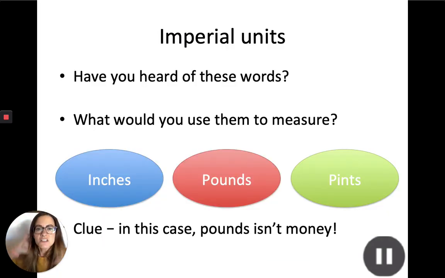So I want to see what you know already. Have you heard of these words before? These are some common imperial units of measure. If you have heard of them, what do you think you use them to measure? So we have inches, pounds, and pints. Now I have a bit of a clue here. In this case, we're not talking about pounds as in money, like £100 of money. It's a different type of pounds. So have a think, press pause, see if you know what you use these imperial units to measure. When you're ready, press play.